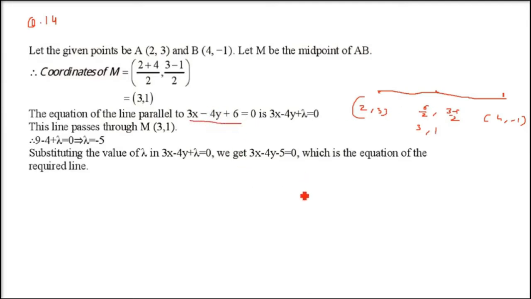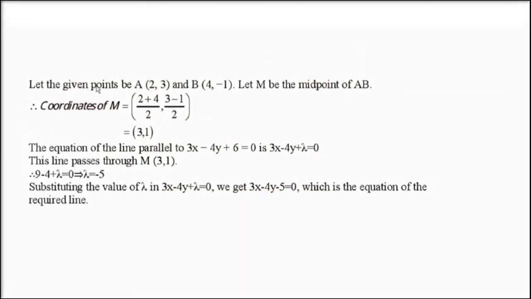A line which is parallel to 3x minus 4y plus 6 equals 0 will be 3x minus 4y plus lambda equals 0. Okay, first and second term remain the same. We just add a lambda. And since this is a line passing through (3, 1), put x as 3, y as 1, you're going to get 9 minus 4 plus lambda equals 0, and lambda is going to be minus 5. Put it back here. 3x minus 4y minus 5 equals 0 will be the equation.